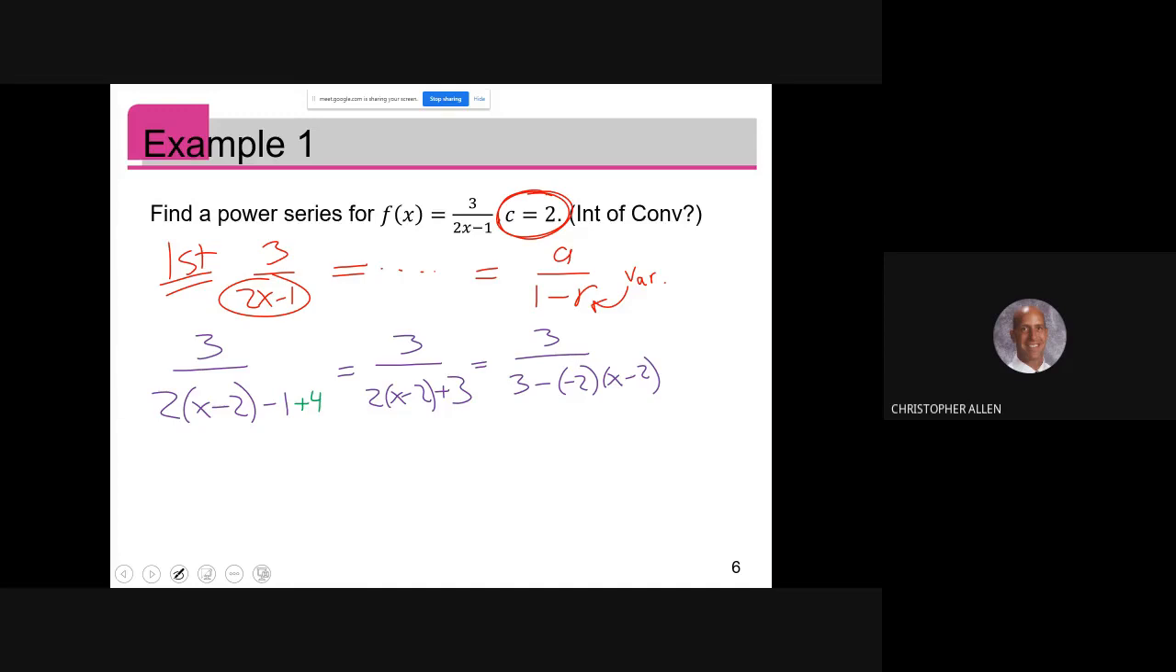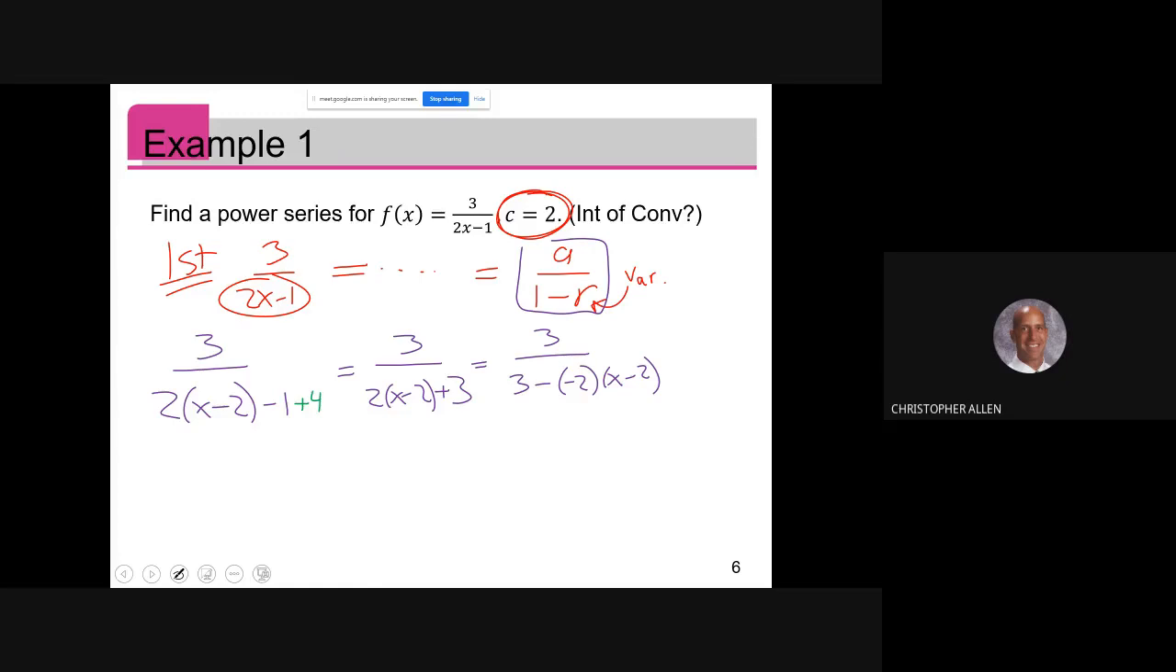The only thing I did is the numerator didn't change. The denominator, I just took the 2 terms and I switched them around. So I put the 3 first. And instead of this just being plus 2 times the quantity x minus 2, I did minus a negative, which is the same thing as plus. Because remember, I'm trying to make it look like this, right? I'm almost there.